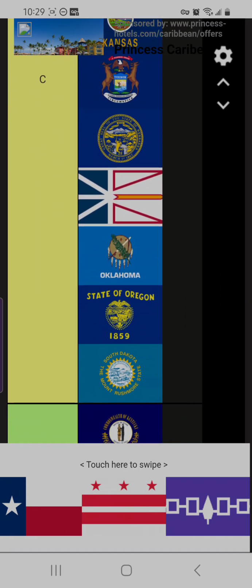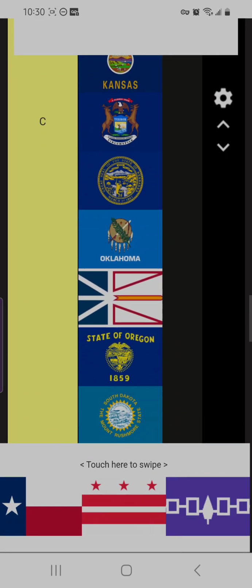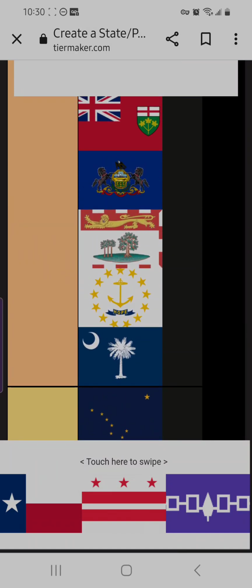Texas. This flag's iconic. Can I say more? This flag is so iconic at this point. The big white stripe and the red stripe and the blue side with the big star, the Lone Star. It's so iconic at this point. This does get an A tier, an A plus tier. It's the same with Prince Edward Island. It's close to an A minus.